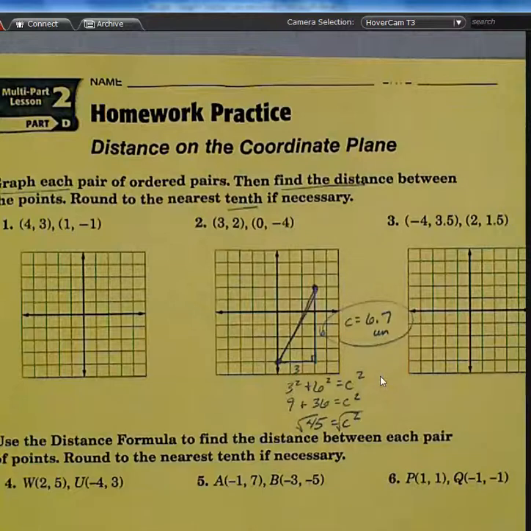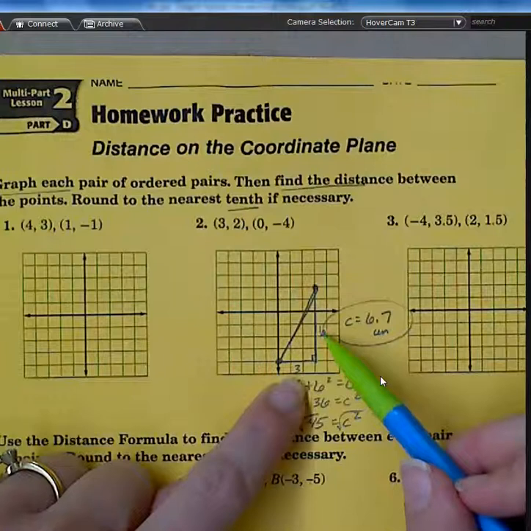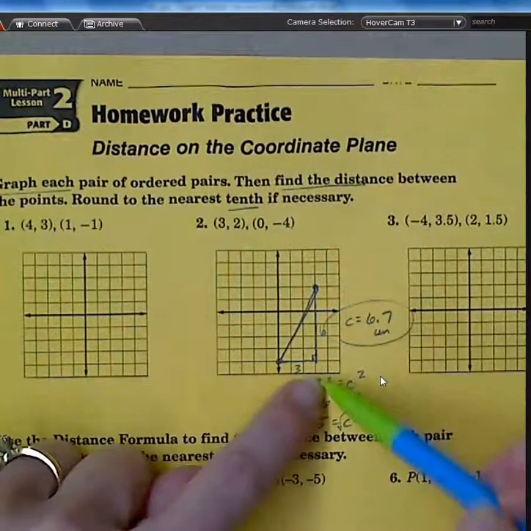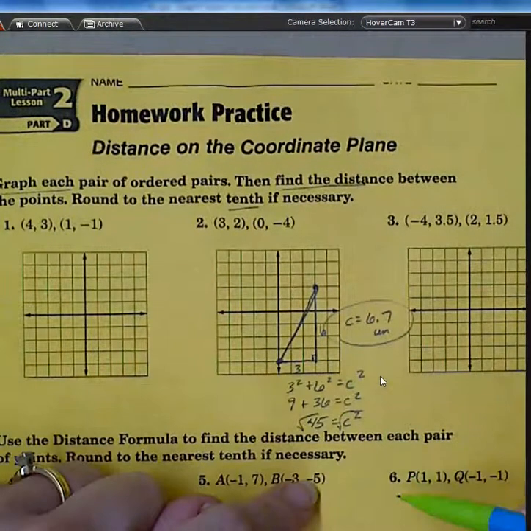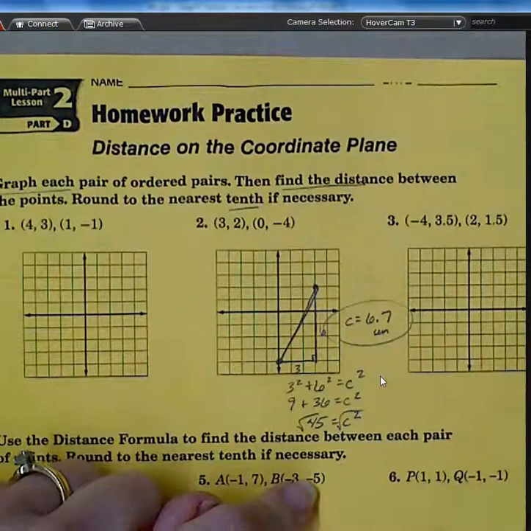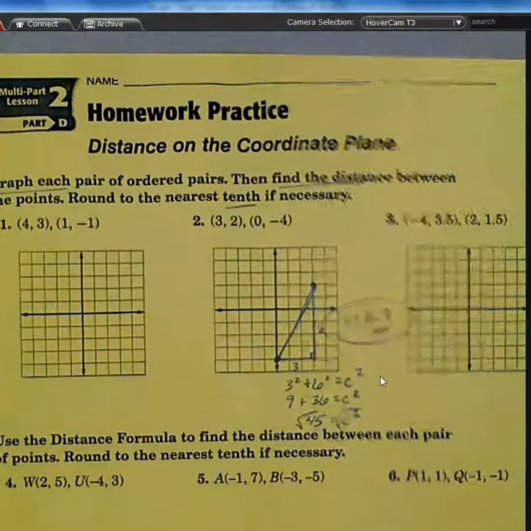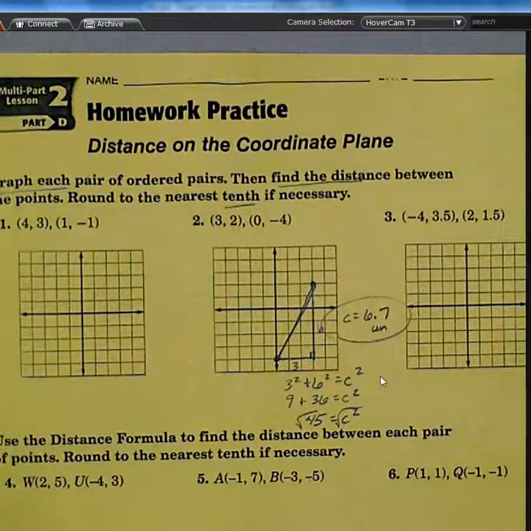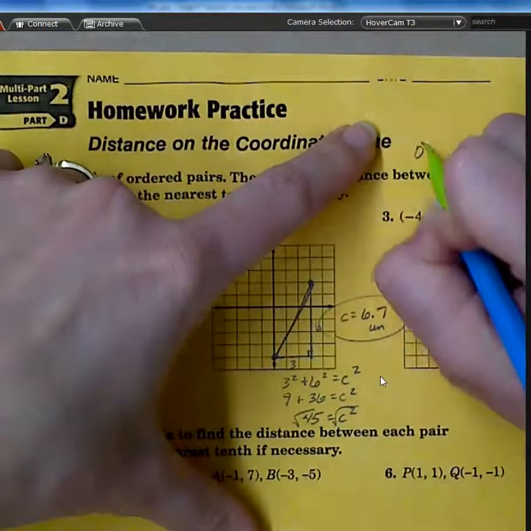That went really fast. Slow me down. Someone tell me where I lost you. Do you understand where a and b came from? I understand how I made the triangle. I understand how to solve for c. For real? For real, for real? Okay. Turn over. So we're going to do all the odds on this page.